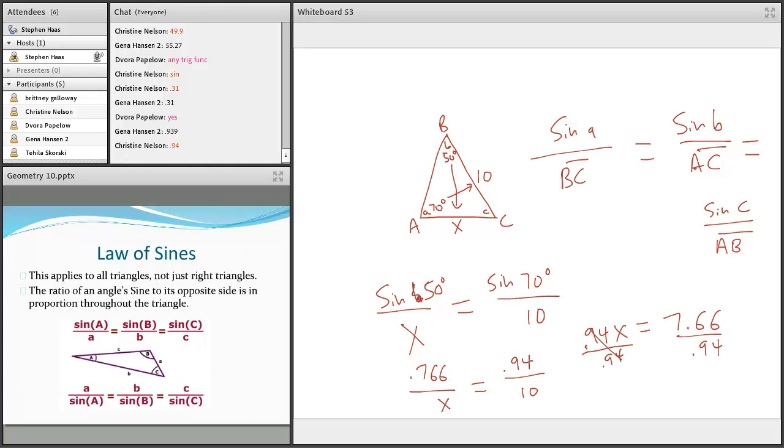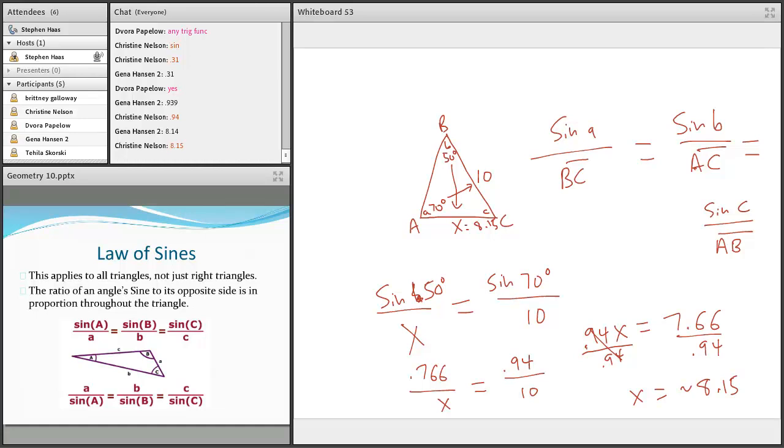7.66 divided by 0.94 is going to give you, well, actually a little, yeah, that's right. It's going to give you 8.15 approximately. So this side, x, is going to be approximately 8.15. Notice, of course, by the way, that the bigger the angle, the bigger the opposite side. That's what's going to happen with any triangle, no matter what. The bigger the angle, the bigger the opposite side is going to be.